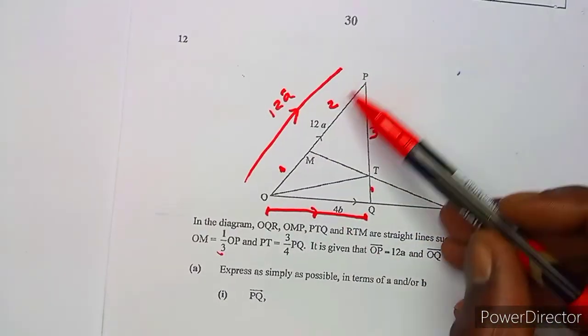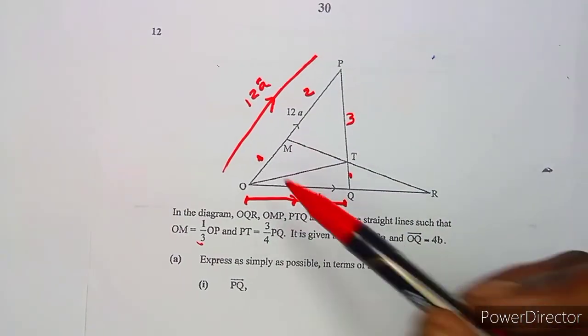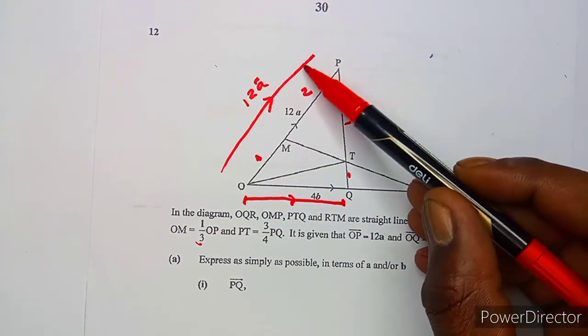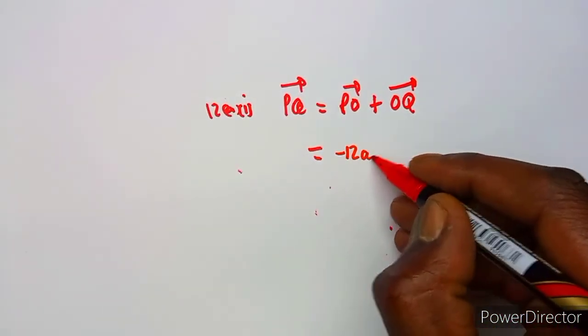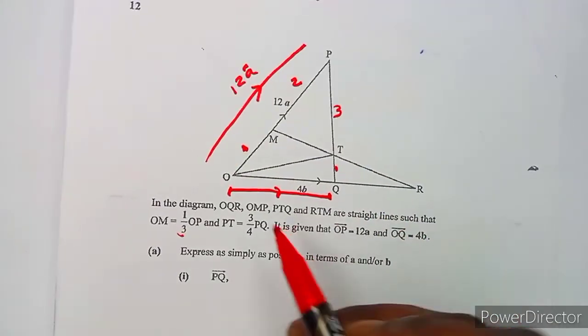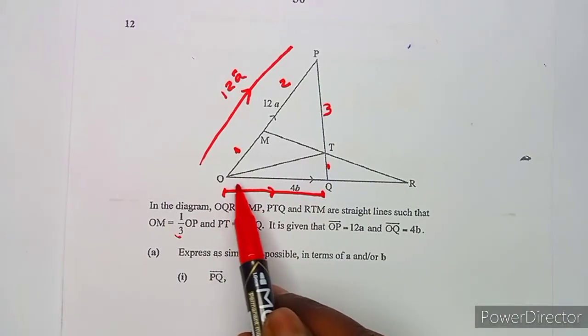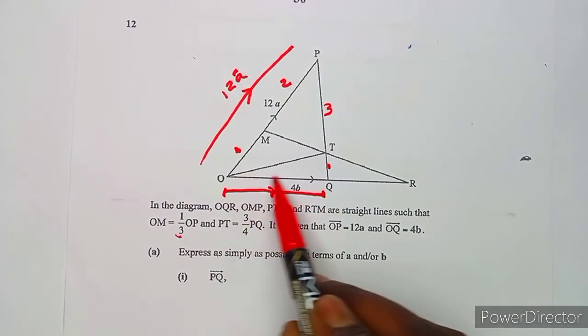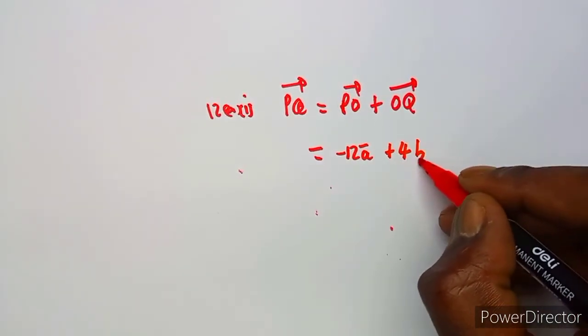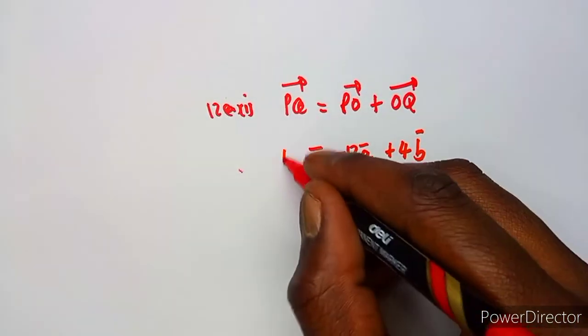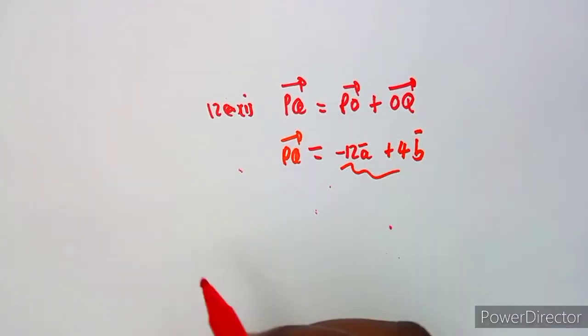And from P to O, as you can see, now we are opposing the arrow. We're going this way, but now it's opposite, so it's going to be minus 12a. Then from O to Q, we are still maintaining the arrow, going in the same direction, which means it's going to remain as a plus 4b. All right, so this is our vector PQ. Just leave it like that.